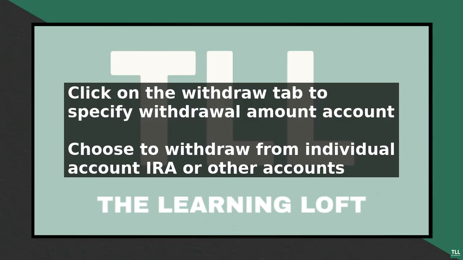Betterment allows you to withdraw funds via electronic transfer to your linked bank account or by check. Electronic transfers are typically faster and more convenient, but you can opt for a check if you prefer.